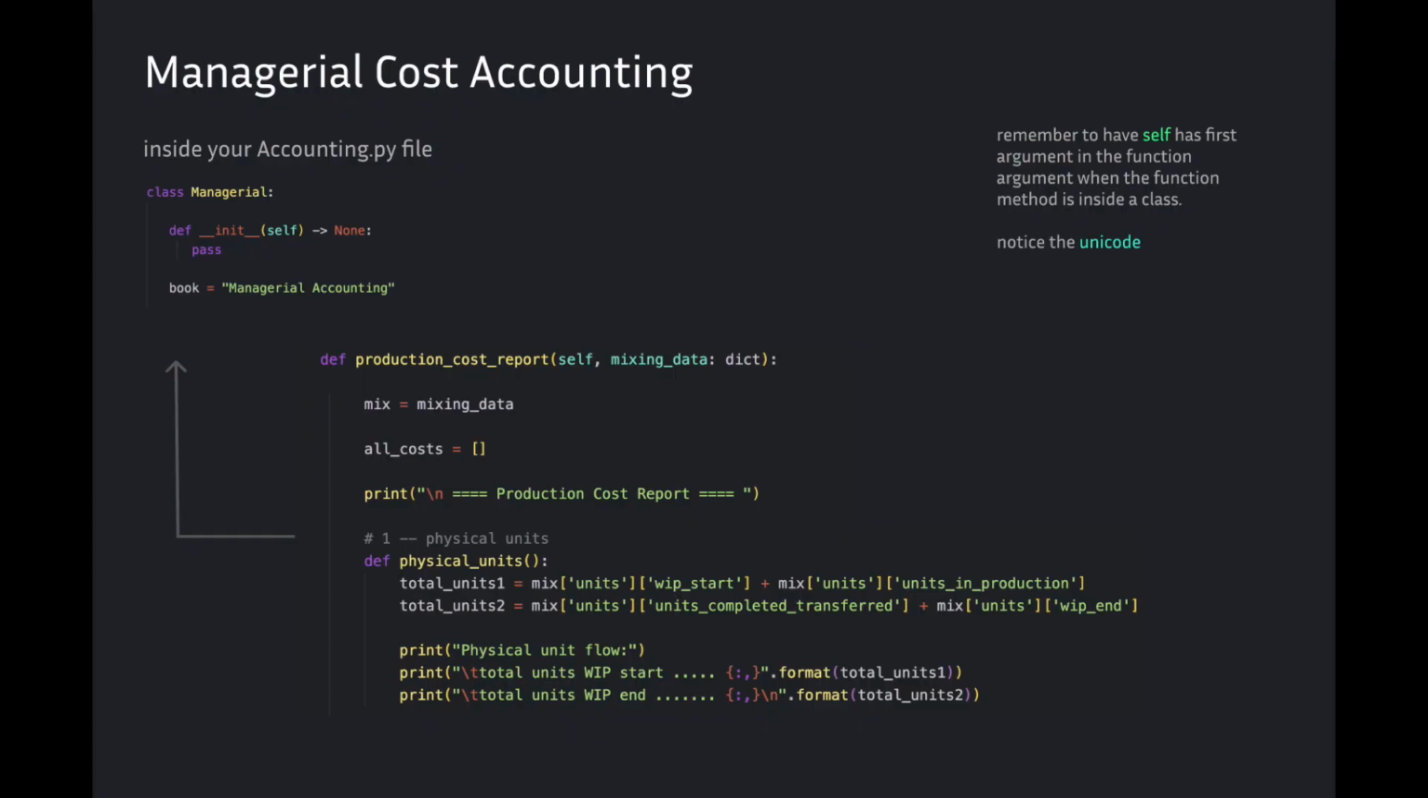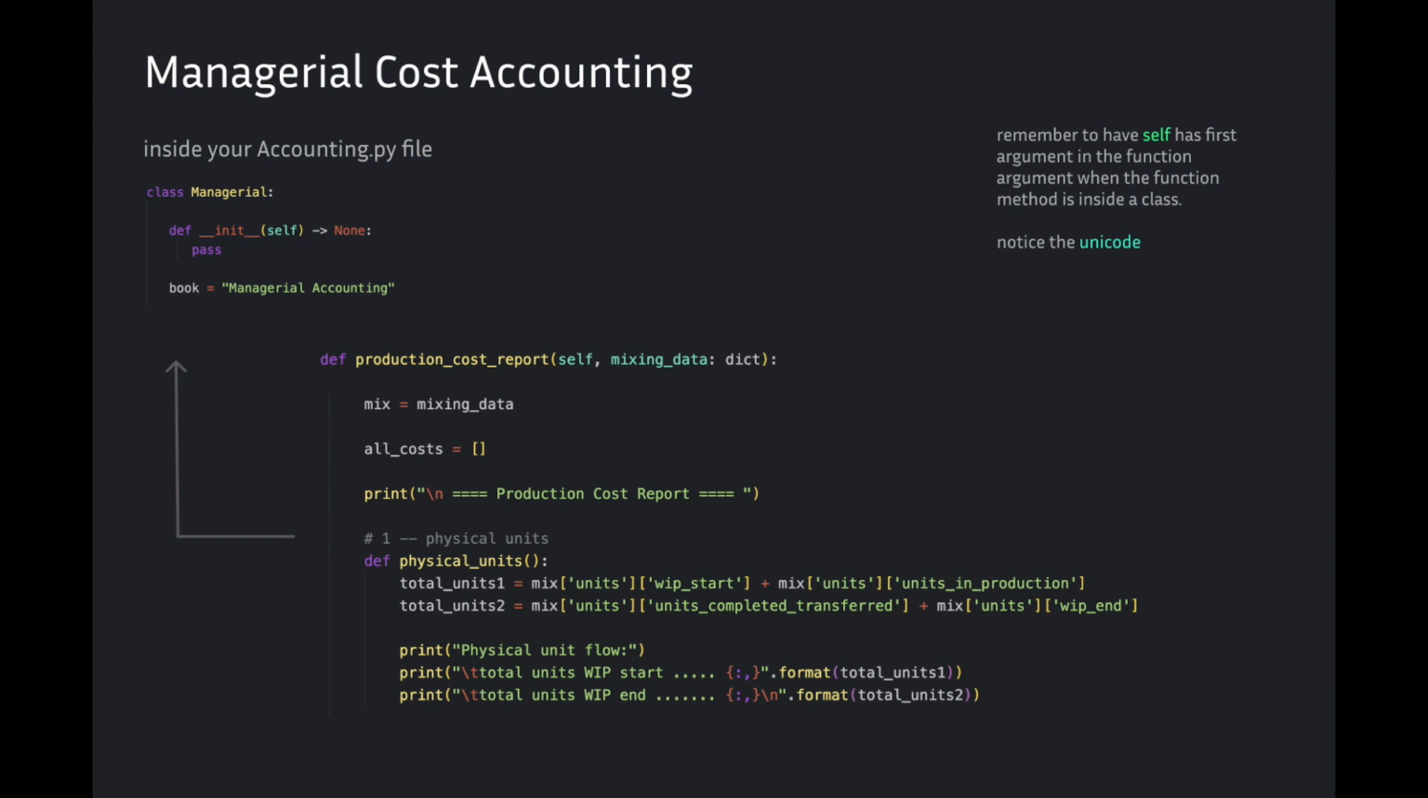Production cost report has self and mixing data as arguments. Mix variable is shorthand for the data dictionary. All costs variable is an empty data array which is global variable. First method is physical units which does not require any arguments.